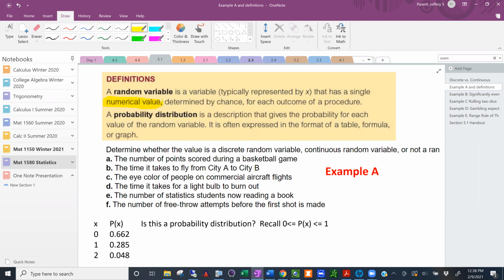So how about number A? The number of points scored during a basketball game. Is that a random variable? And if so, is it discrete or continuous? What do you think?